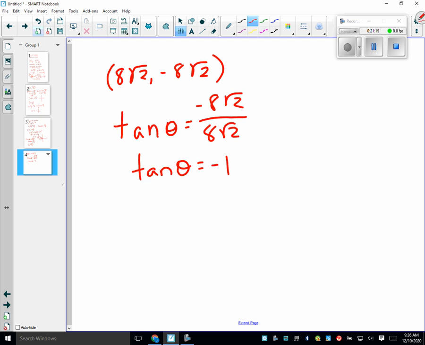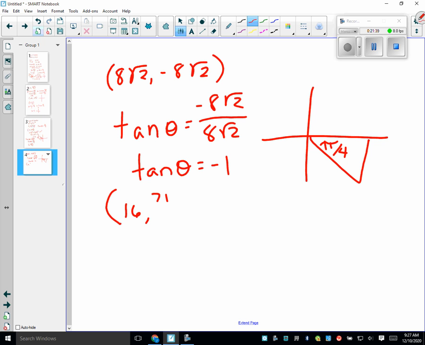Now, what quadrant is this in? So I need pi over 4 right here, don't I? What is theta? So my answer is 16, 7 pi over 4.